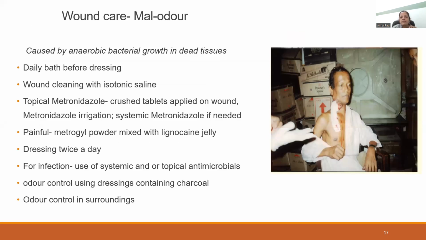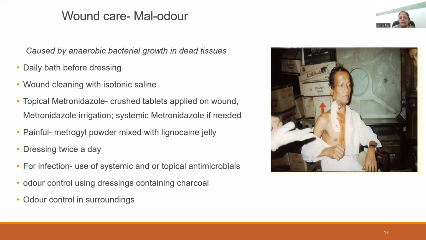So, why malodor is there? That is caused because of the anaerobic bacterial growth in the dead tissues. We just saw the pathophysiology. So, daily bath is very much essential before dressing. Always ask the patient to take good bath. Okay, so that will help in removing not only the adhered dressing, but it will also help in removal of the dead tissues, and any slough that is there can also be removed. Okay, so that can be done.